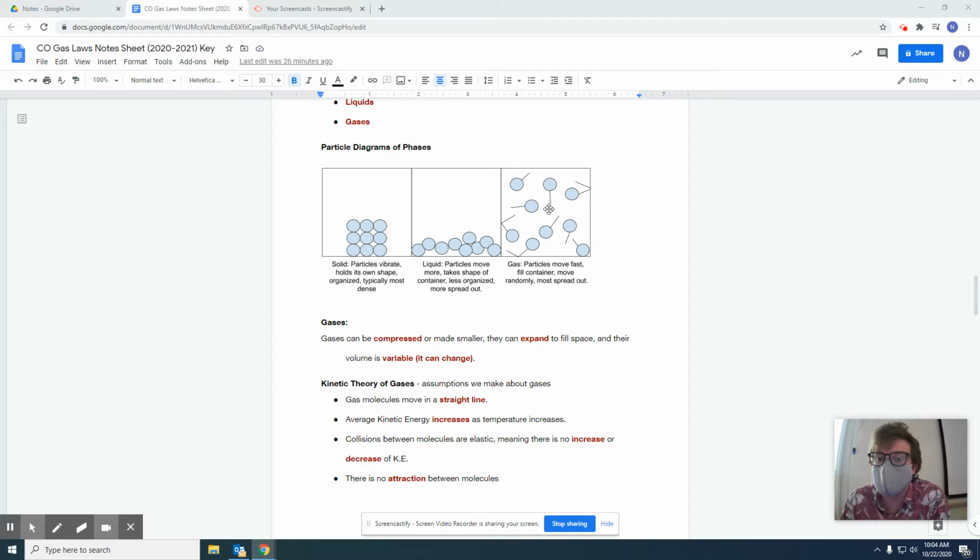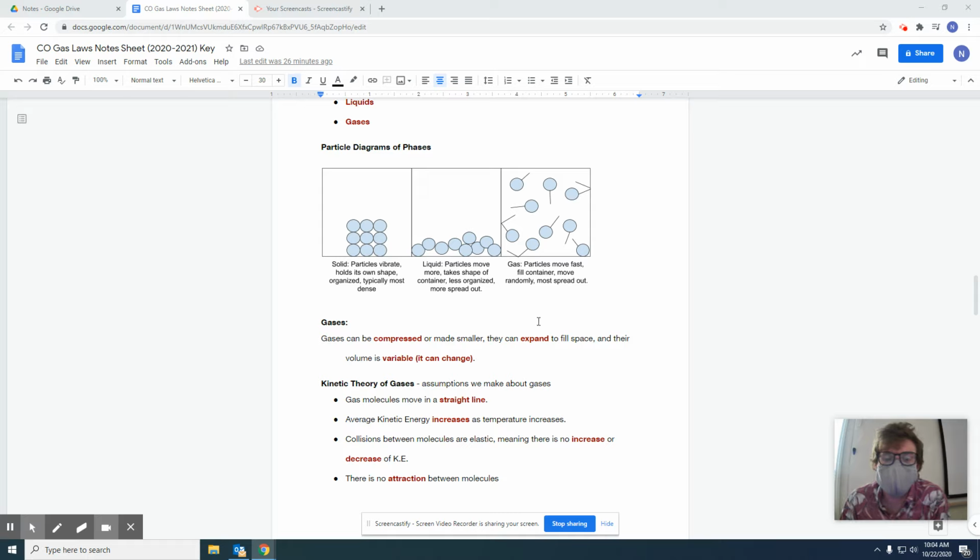They'll move around randomly because they have so many collisions with the other gas particles and with the walls and anything else that's in the container. And they're going to be the most spread out because our gas particles are moving so quickly, they are not clumped together like our liquids or our solids. So take a minute. If you need to pause the video, you can do so to draw these particle diagrams and then also take these notes that we have down below.